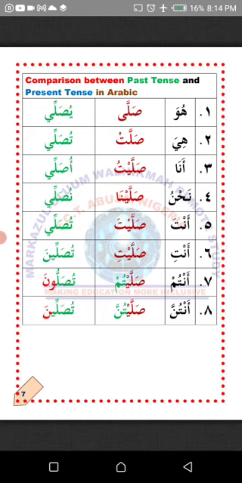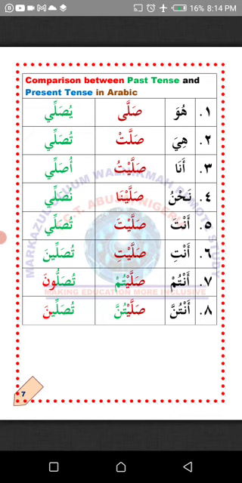Sab'a, number 7. Antum, all of you, referring to a group of male persons. Sallaytum, you have all observed Salah, or you all observed Salah. Tusalluna, you are all observing Salah, or you all observe Salah.